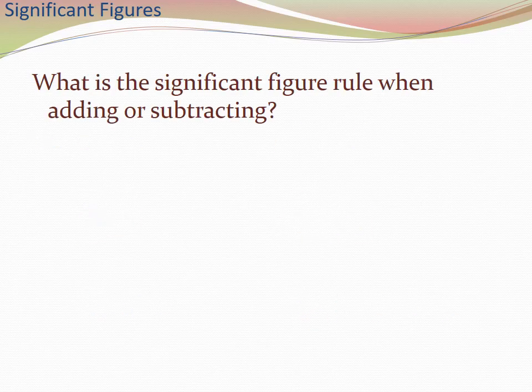What is the significant figure rule when adding or subtracting? We said we like to put our numbers into columns. We draw a round off line when one of the numbers being added or subtracted, whichever one first runs out of significant figures, and then we keep what's in front of the round off line and we round off what's behind.